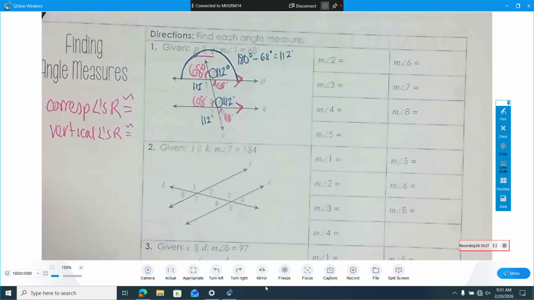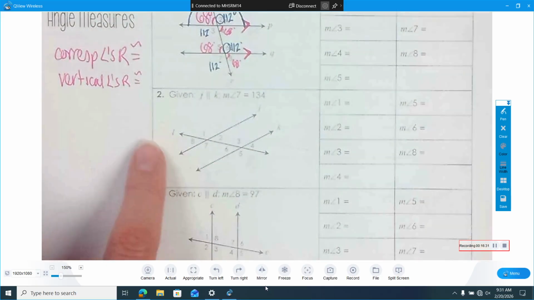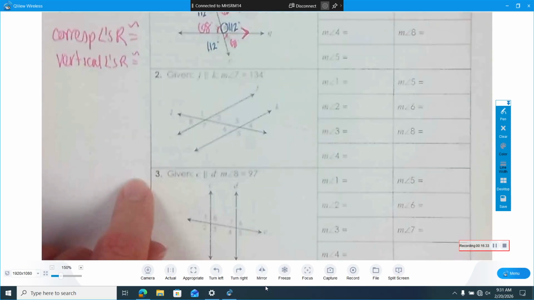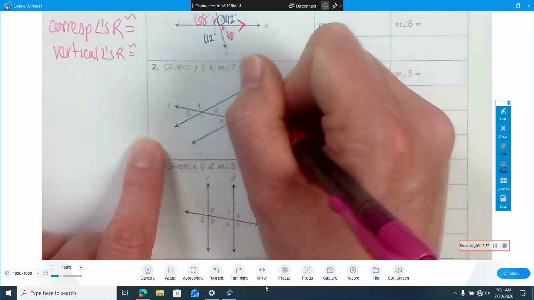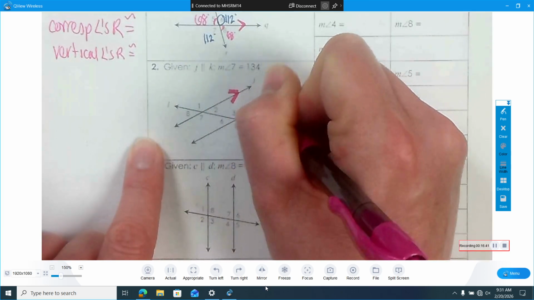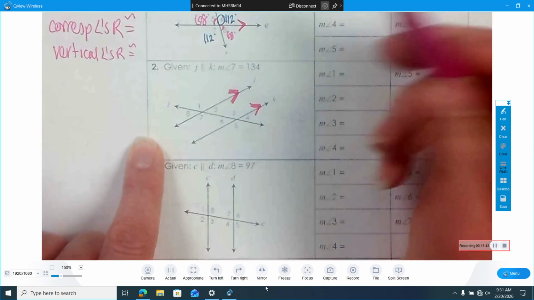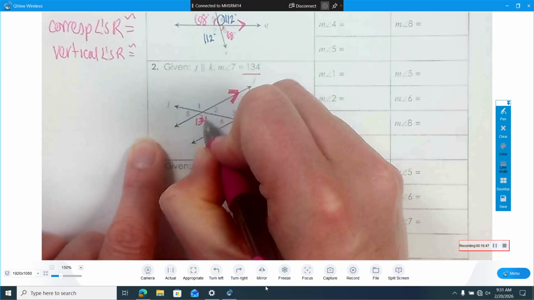Okay. Will you guys go ahead? I'll start you up here on number 2 and 3, but I want you guys to work on 2 and 3. So J is parallel to K. So first I have parallel lines. That's really important that we recognize the parallel lines. And the measure of angle 7 is 134. So this is 134 degrees.